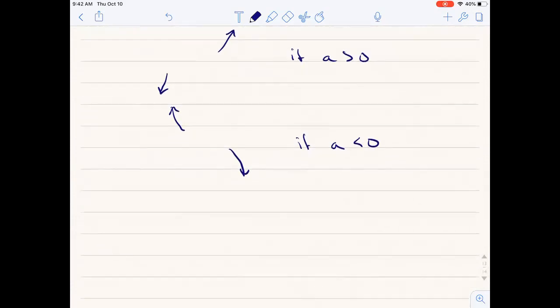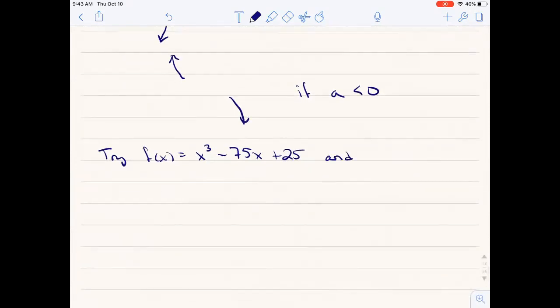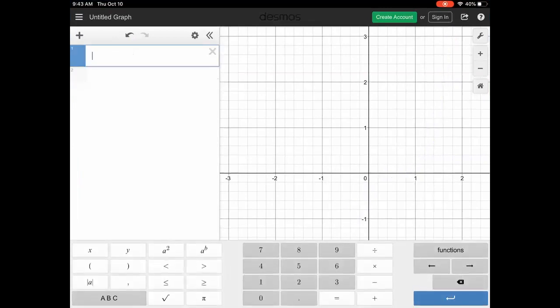And so for this, try f of x equals x to the 3 minus 75x plus 25, and y equals x to the 3 in Desmos. So let's give that a go. We've got x to the power of 3 minus 75x.